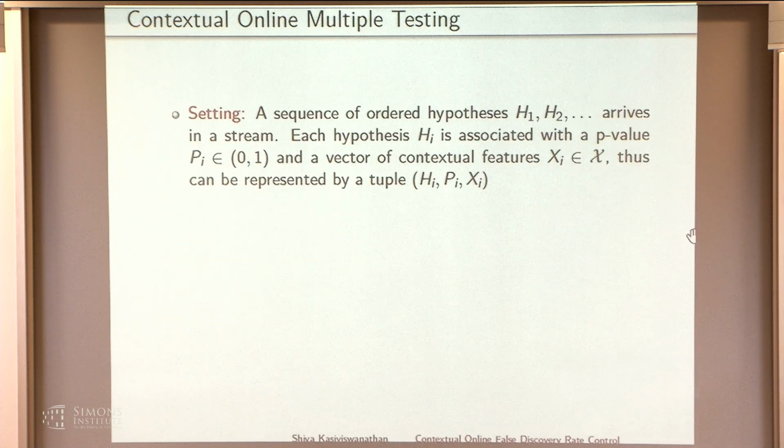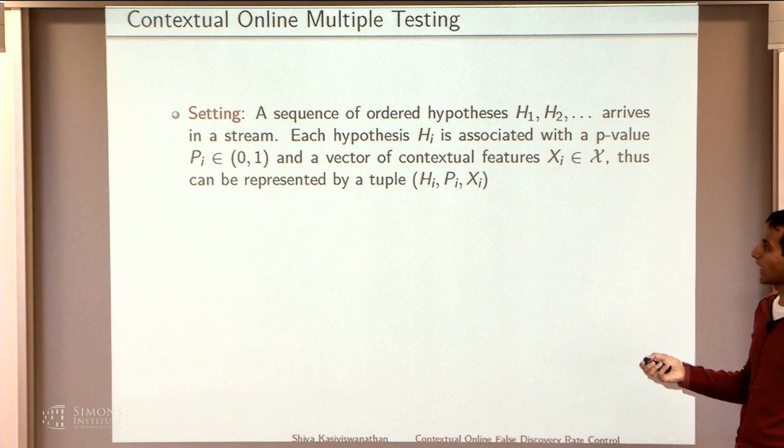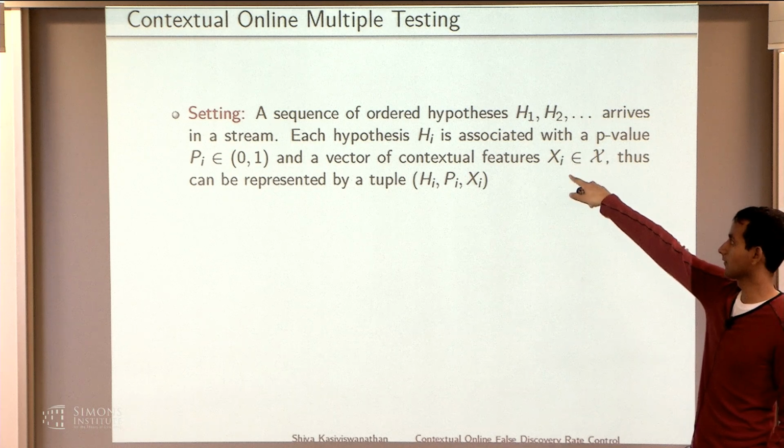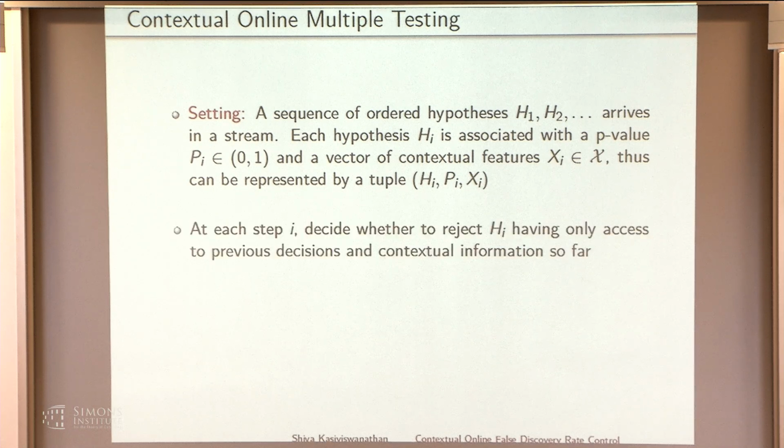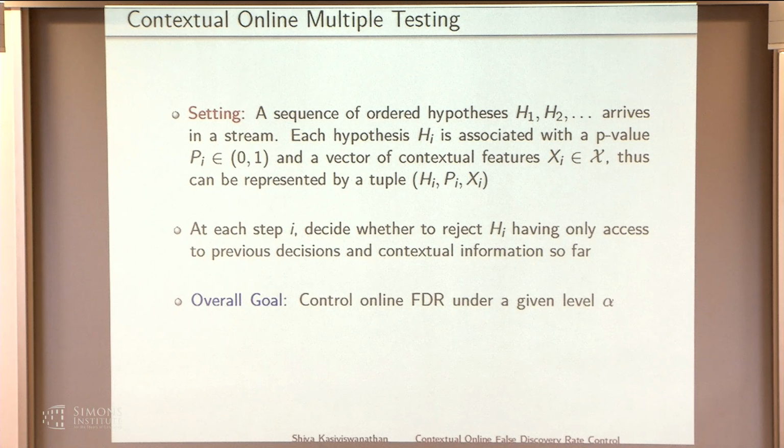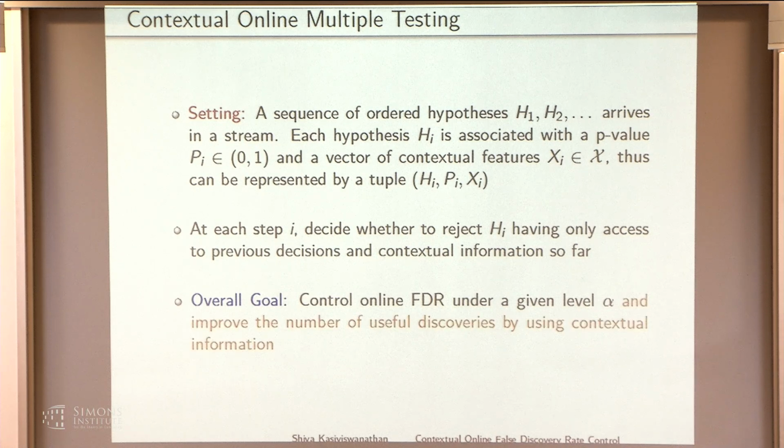Okay, so what is contextual online multiple hypothesis testing? It's a problem where you have a sequence of hypotheses arriving in a stream again. But now, in addition to the p-value, you also have a contextual vector coming from some contextual space, which is the additional information that you have. The goal is the same: at each point i, you have to decide whether to accept or reject the null hypothesis, and you want to control the FDR and maximize the number of true discoveries.